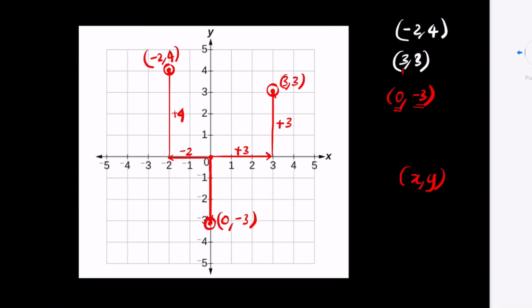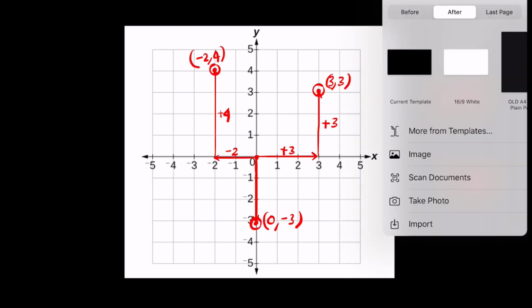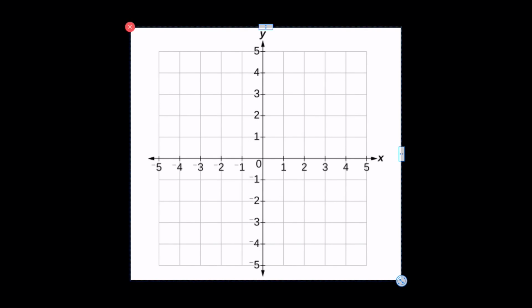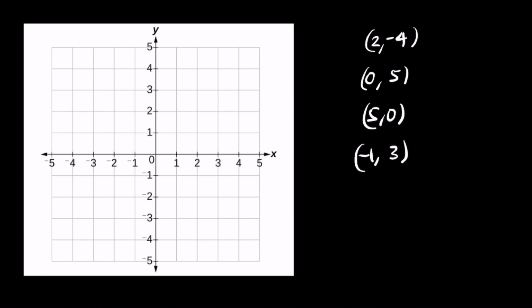Now, I hope you understand. So also try now, if you're done. Try for practice: 2 comma minus 4, 0 comma 5, 5 comma 0, minus 1 comma 3, minus 2 comma minus 5. So try these points. Pause the video right here and try to solve these problems.